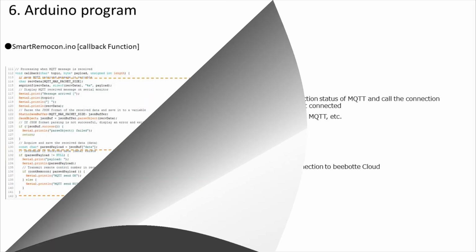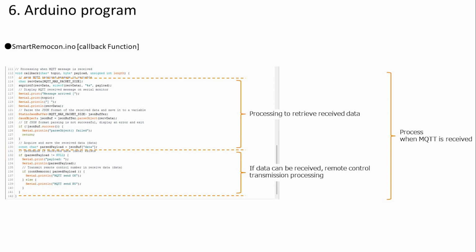Move on. This is the callback function. It is a function that is processed when a message is received in MQTT. Since the message has been sent, extract the remote control number data to be sent. Next, call the function in the if statement on line 136 to transmit the remote control. When the transmission process is completed, the success or failure is displayed on the serial monitor.